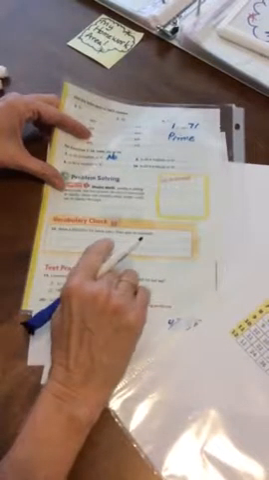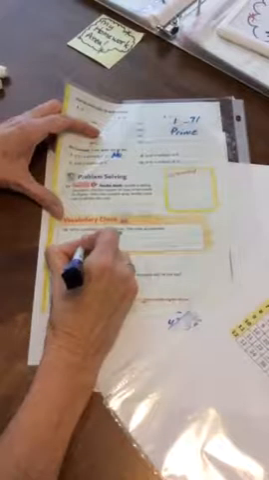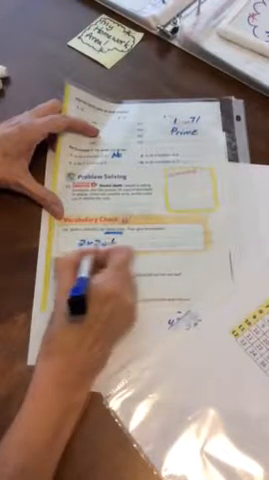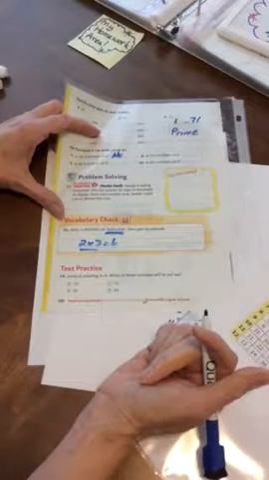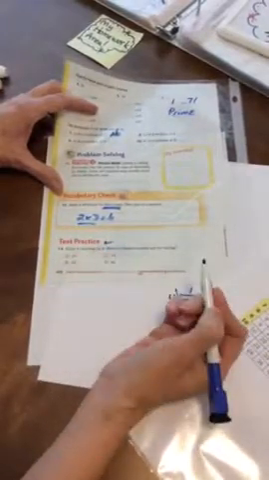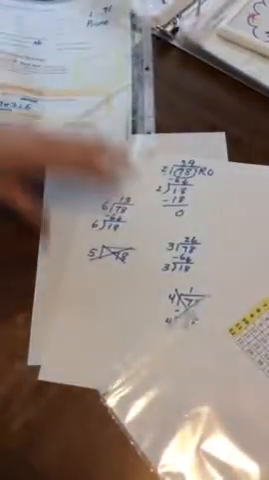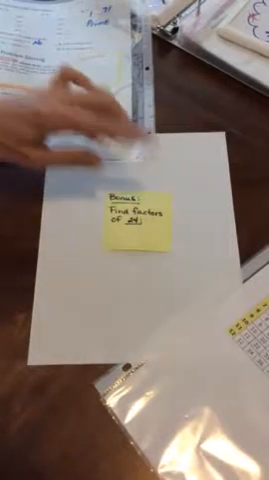Model math. They want you to show how that would look. Write a definition for factor pairs. What are factor pairs? Well, 2 times 3 equals 6. 2 and 3 are a factor pair. And go ahead and try the test practice. Our bonus for today is find all the factors for the number 24.